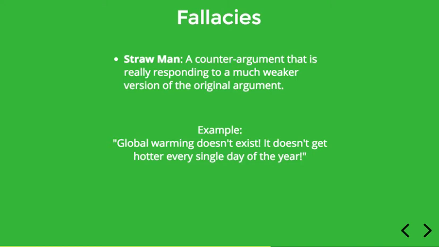So in this example, the counter-argument states correctly, it doesn't get hotter every single day of the year, but the person who's defending global warming obviously isn't saying that that's the case. So the counter-argument is misrepresenting the position that they're attacking. Rather than attacking their real opponent, they're attacking a straw man, like a weak imitation, in order to make their job easier. This is clearly cheating, and it's a form of bad reasoning that's actually very common, so keep an eye out for it.